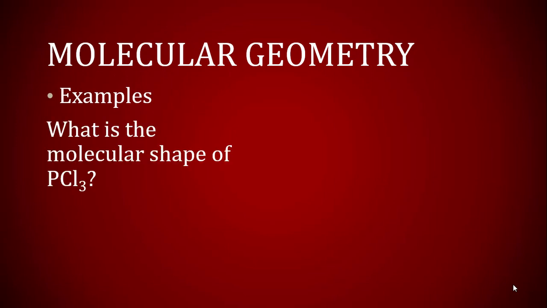What is the molecular shape of phosphorus trichloride? Stop, figure it out, then I'll give you the answer and walk you through it. Go. And the answer is trigonal pyramidal.